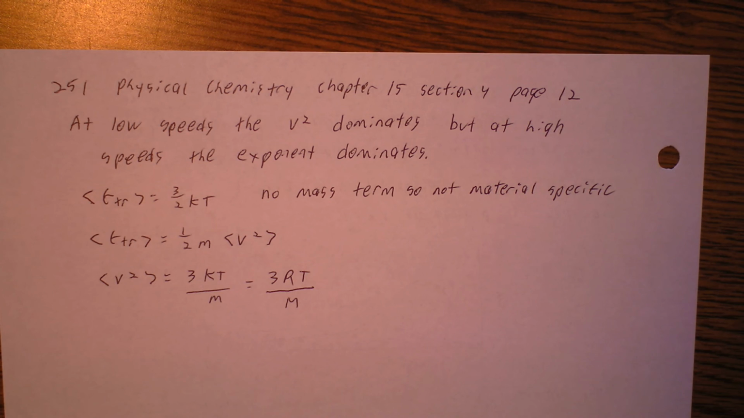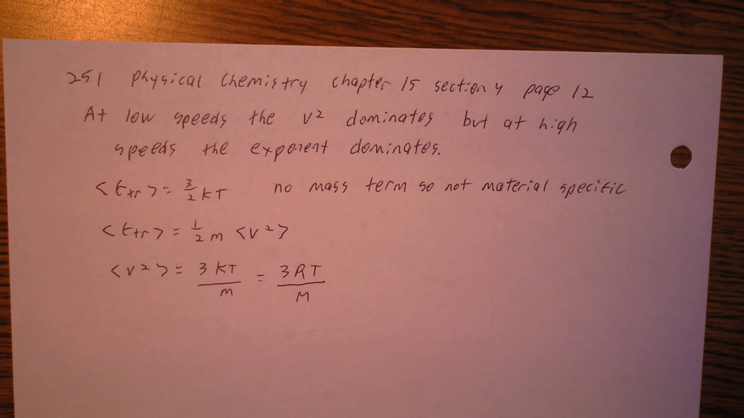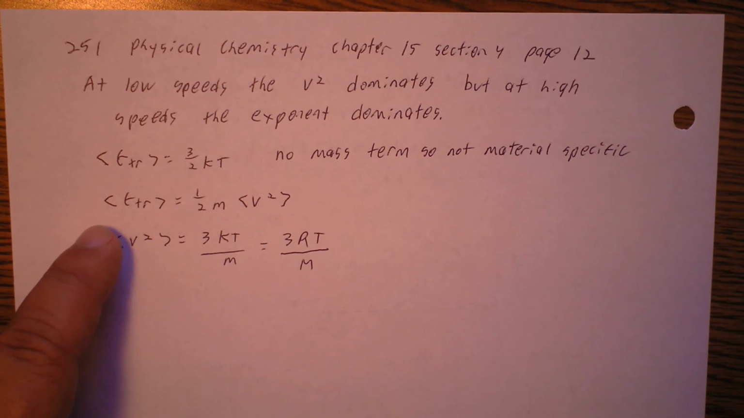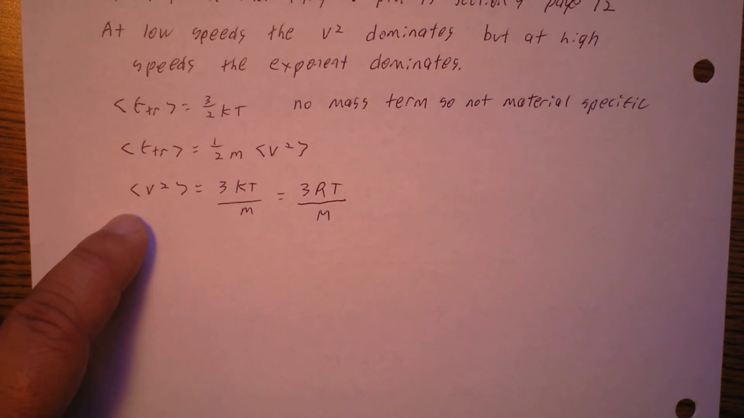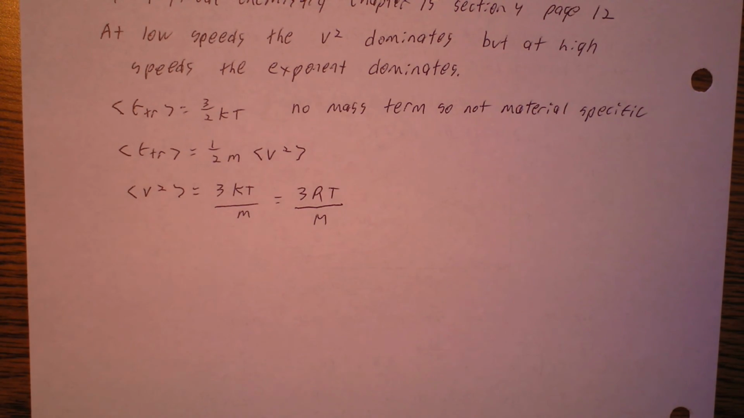Now at low speeds the v squared dominates, but at high speeds the exponent dominates. Now the average energy of translation, remember, is 3/2 kT. Notice there's no mass term, so that's not material specific. But energy of translation equals 1/2 mass times the average speed squared. That has mass, so it is material specific. And likewise, the average speed squared is equal to 3kT over m, or 3RT over M. That is the end of chapter 15, section 4.